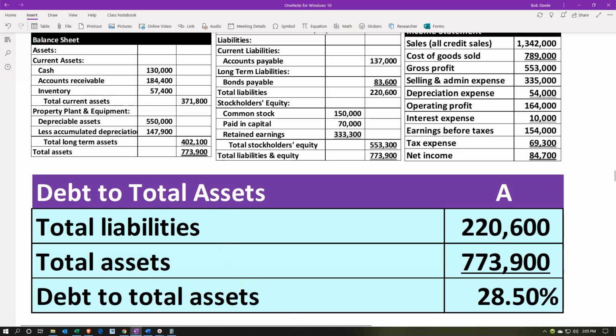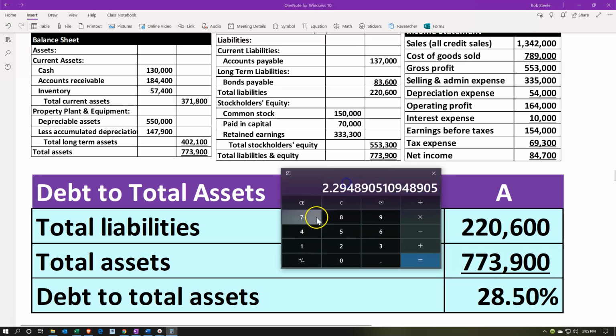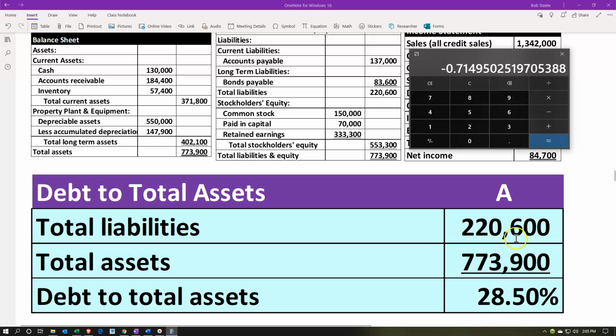So if we do that, then we're going to say, all right, we've got the 220,600 divided by the 773,900. Moving the decimal 2 places over, that's going to be about 28.5%. If I subtract that from 1, this is going to be the amount that is on the equity side of things. Equity's claim then would be 71%. So of the assets, the liability has a claim of 28.5%, the equity 71%.